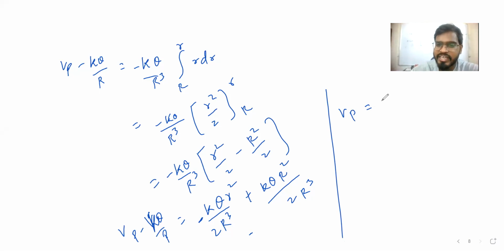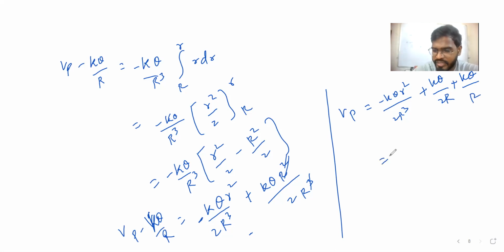So we can say now Kq by r square by 2R cube, with R square, which we can cancel out, plus Kq by 2R plus Kq by R. Not p, this is R. Let's solve it. If you solve here, what will you get?